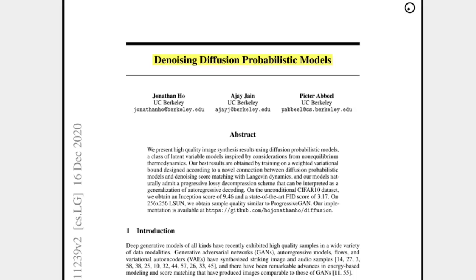So today we will talk about a paper called Denoising Diffusion Probabilistic Models, which is one of the first papers to theorize diffusion models for image generation. It was published in December 2020 and is mainly based on a paper published in 2015 by Sohl-Dickstein et al., whose name is Deep Unsupervised Learning Using Non-Equilibrium Thermodynamics.